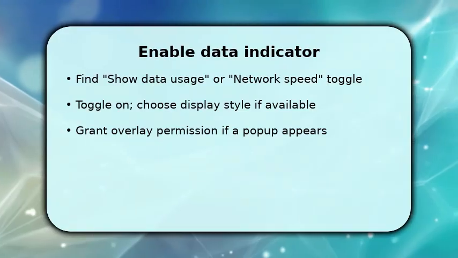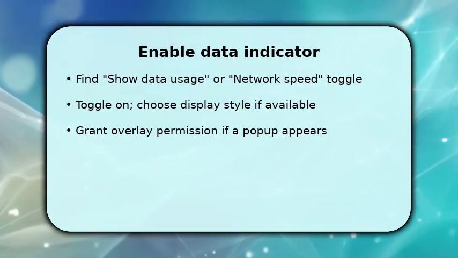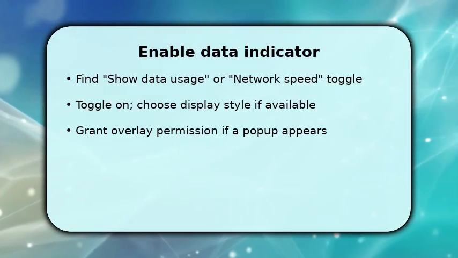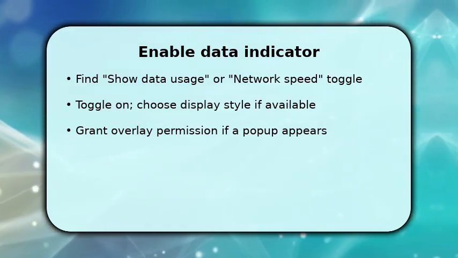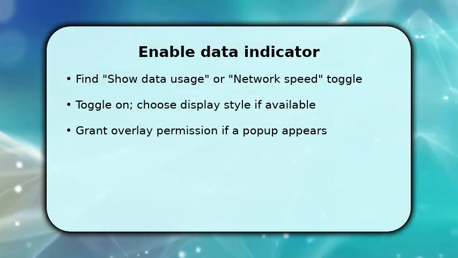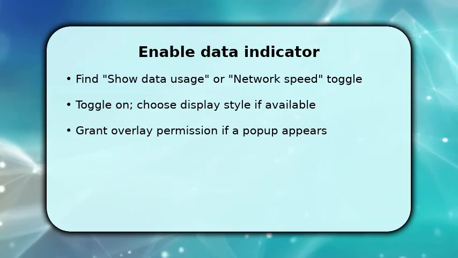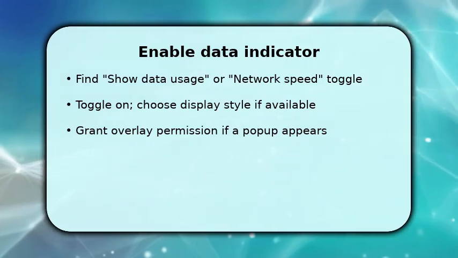Now you enable the actual indicator. Scroll to find a setting labeled Show Data Usage, Network Speed, or a similar phrase. Once found, toggle it on. If the menu offers styles, numeric, abbreviated, or detailed, choose the one that fits your preference.